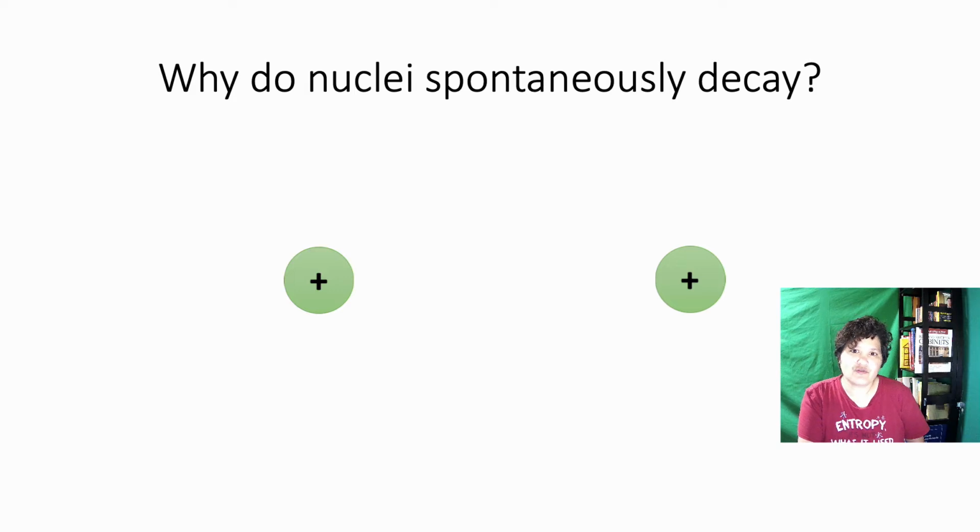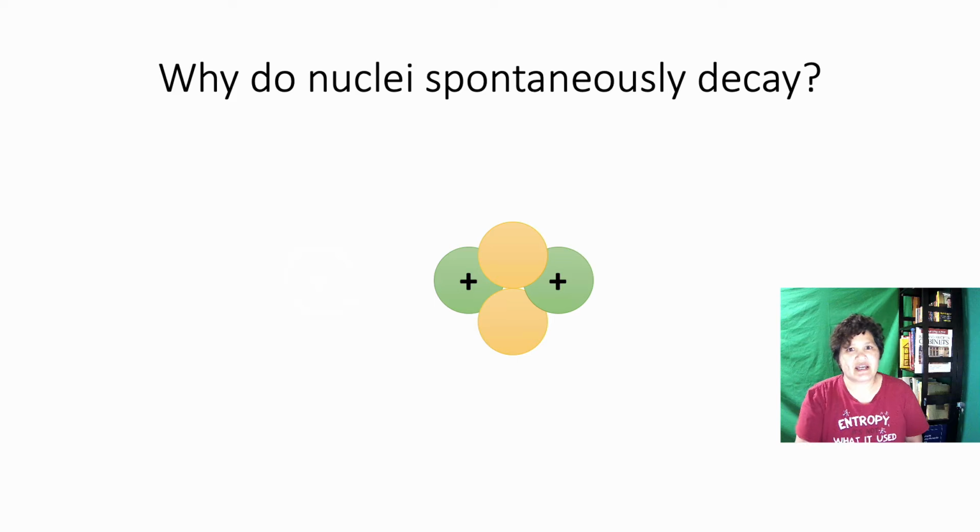Well, there's two reasons that this does not happen. The first is that most nuclei don't just have protons in them, they also have neutrons. Now, neutrons have no charge, and in effect, what they're doing is they're acting as spacers so that those positively charged particles are not all squished up right next to each other.